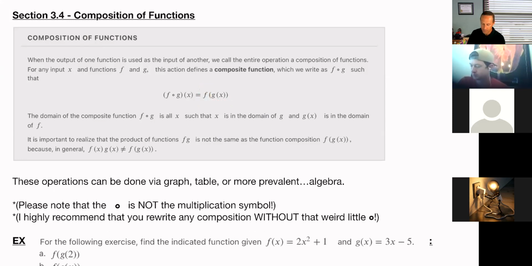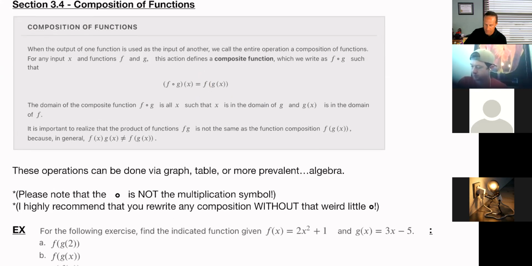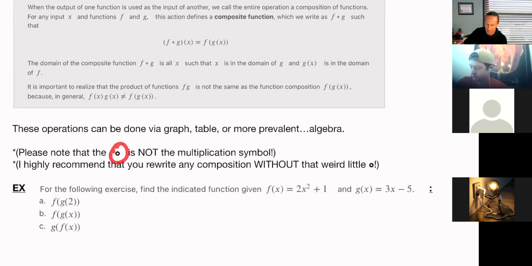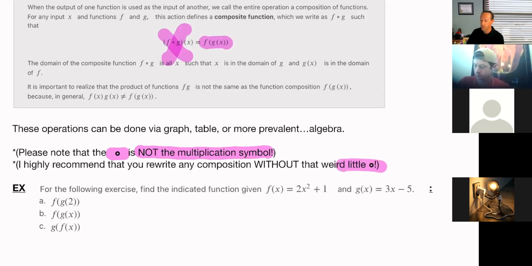All right? So just be careful. Make sure that you know that this little weird symbol is not the multiplication symbol. Okay? It's a common mistake. People, oh, I didn't even see it. All right? Be careful with it. I highly recommend that you take this form rather than this form. Okay? Get rid of that weird little O.